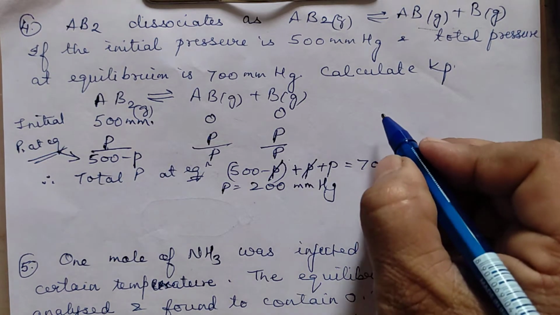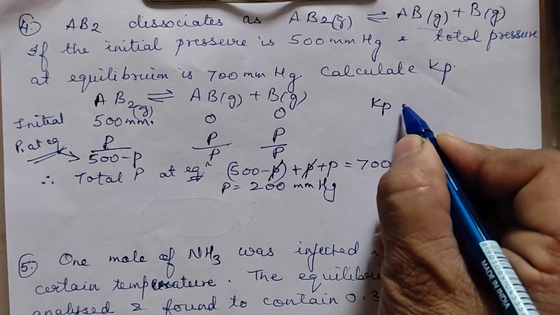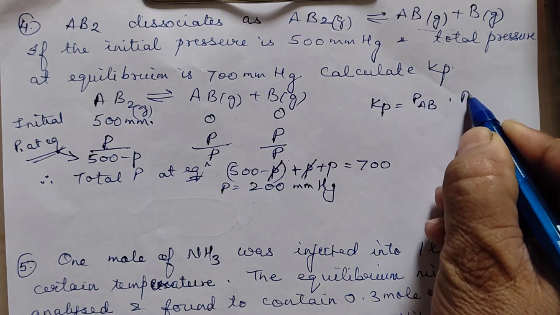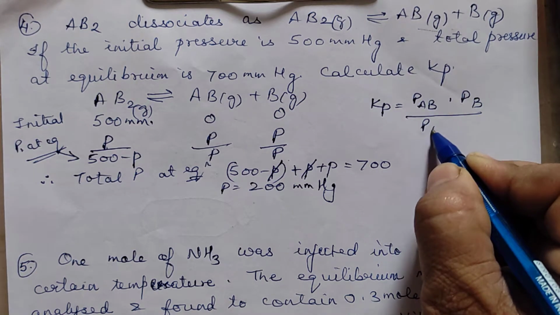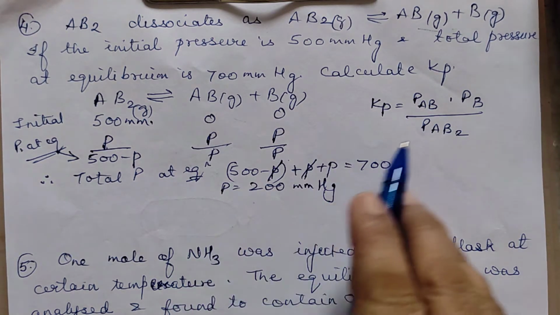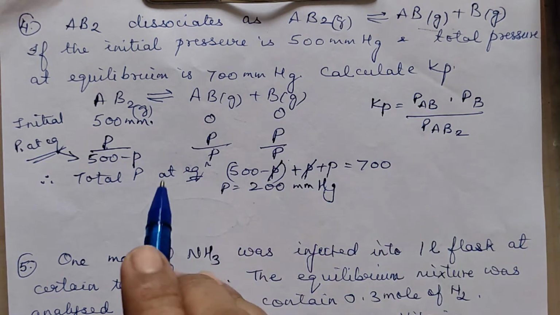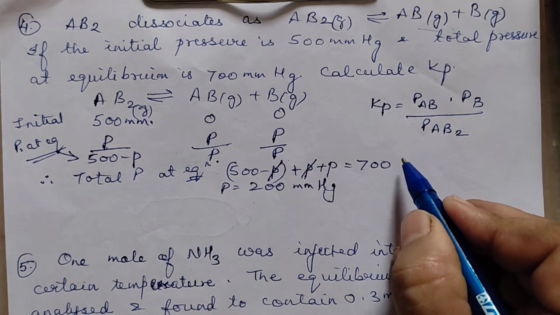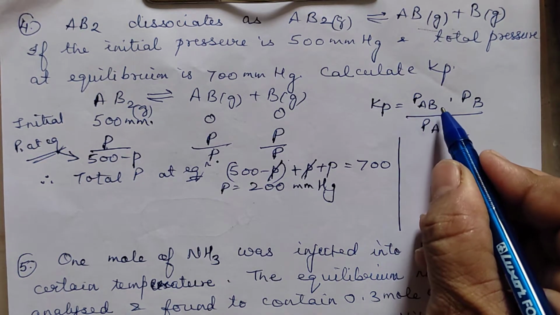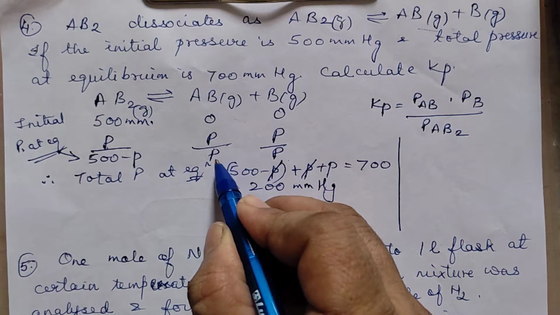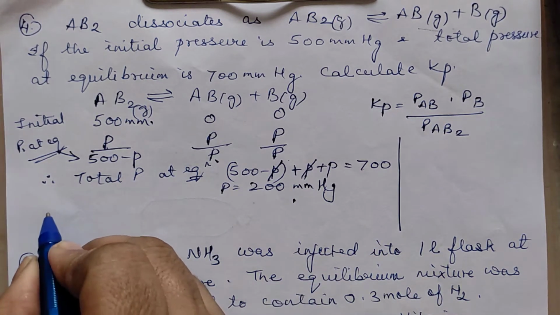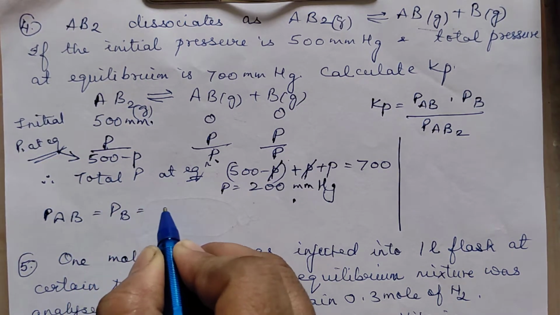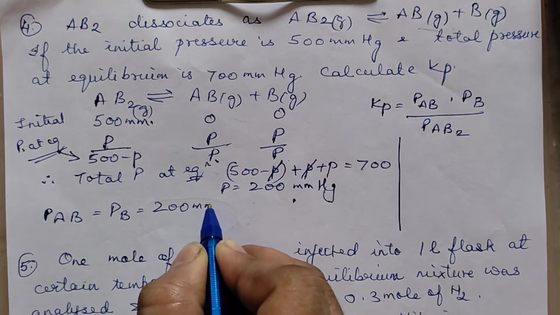Now, when we are solving Kp, because they are asking us to calculate Kp. What is Kp? Partial pressure of AB multiplied by partial pressure of B by partial pressure of AB2. Now what are their partial pressures of AB, B and AB2? This P, 500 minus P, right? So now I will put their values. What is partial pressure of AB? This P, and P we have calculated here. So let me write down here, partial pressure of AB will be equal to the partial pressure of B, that is equal to 200 millimeters of mercury.